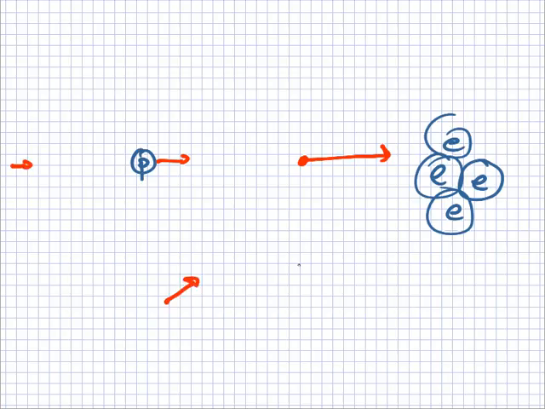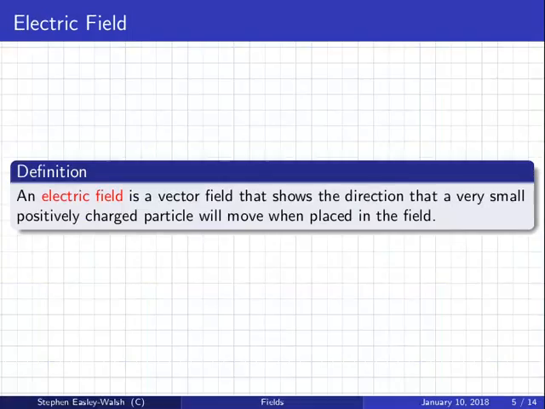So you see the way I'm drawing these arrows? These arrows are called the electric field. They show you the way a small positive charge would move in the field. You imagine if I put a small positive charge, which way would it move? That's what the vector field is. It shows you the way a small positive charge would move.